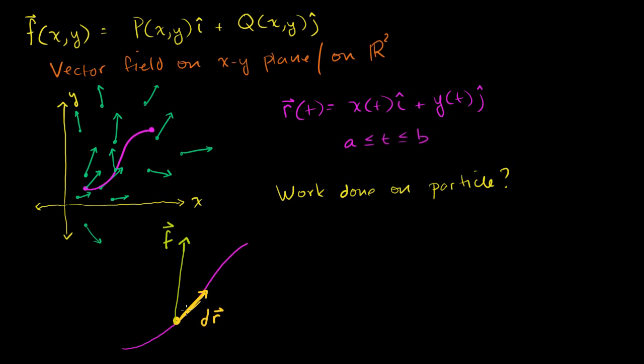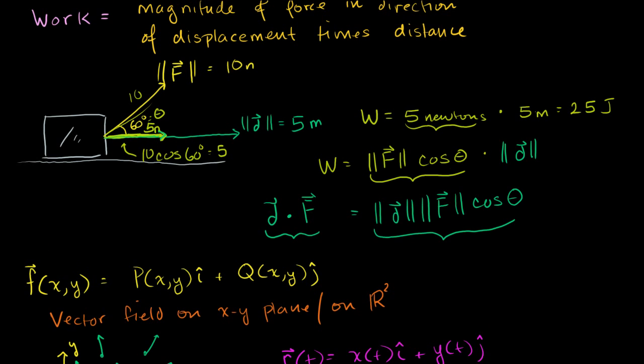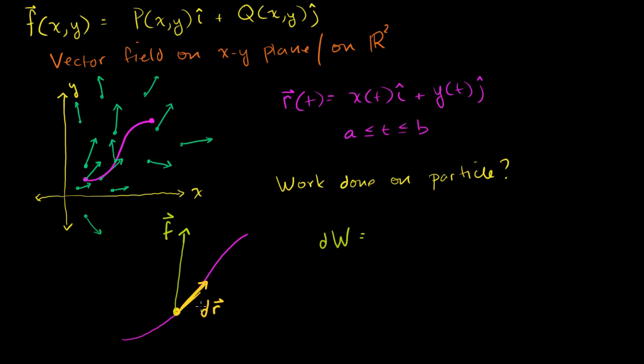What was the work done over this small period? You could say, what's the small interval of work? You could say dW, or a differential of work. Well, by the same exact logic that we did with the simple problem, it's the magnitude of the force in the direction of our displacement times the magnitude of our displacement. And we know what that is just from this example up here. That's the dot product. It's the dot product of the force and our super small displacement. So that's equal to the dot product of our force and our super small displacement.